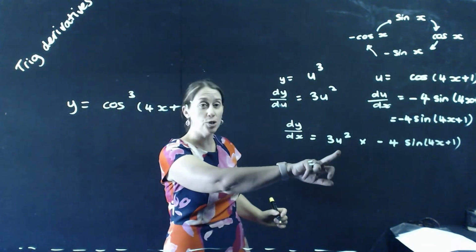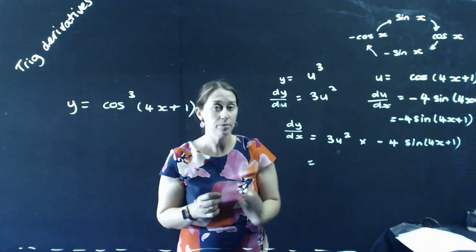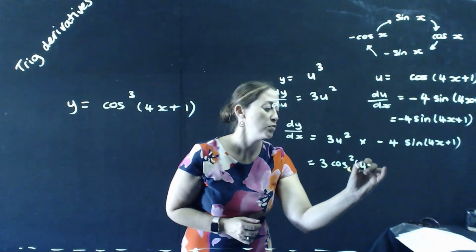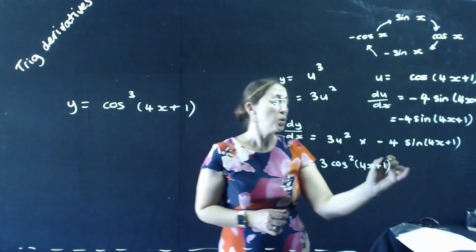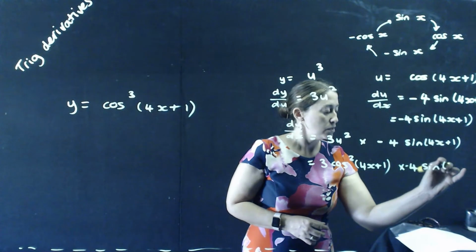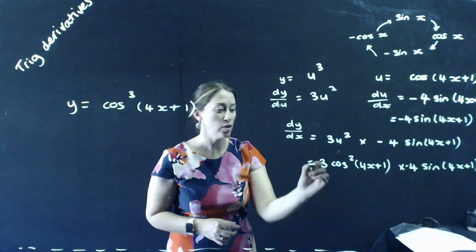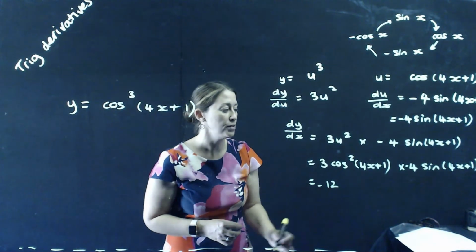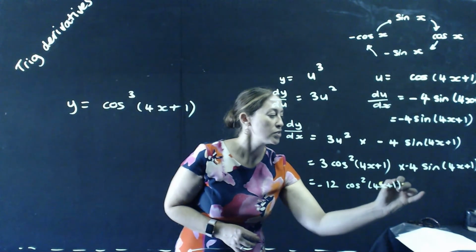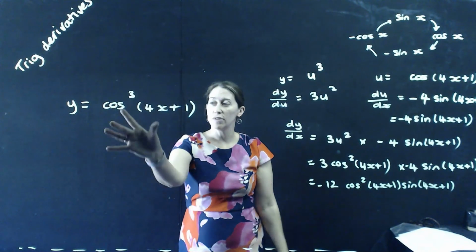All right, let's put u back in. I want to square this whole function, and remember we put the squared in between, so it becomes 3 cos squared of 4x plus 1 multiplied by this, and then I can still tidy this up. We can multiply the negative 4 by the 3 to give us negative 12 cos squared of 4x plus 1 sine of 4x plus 1. And that is the derivative of that.